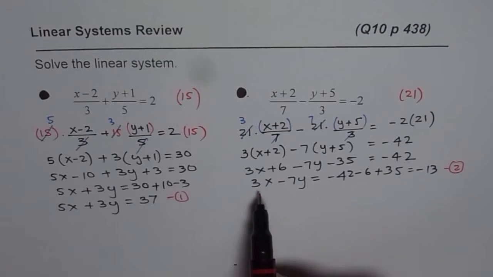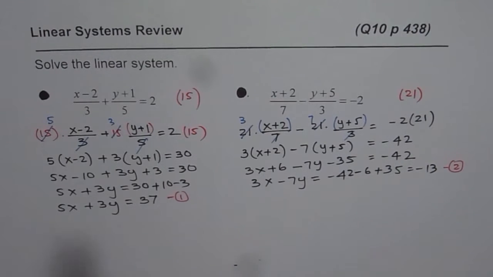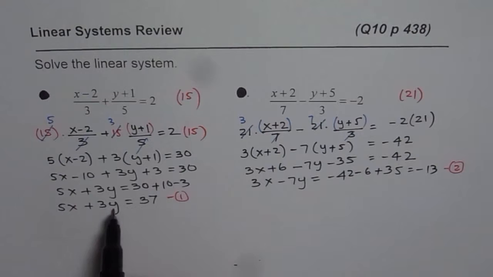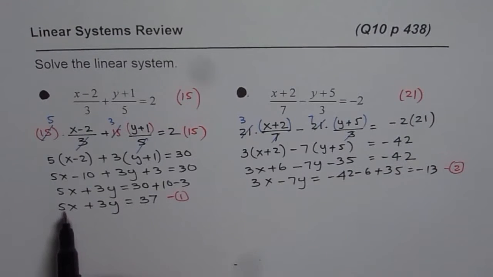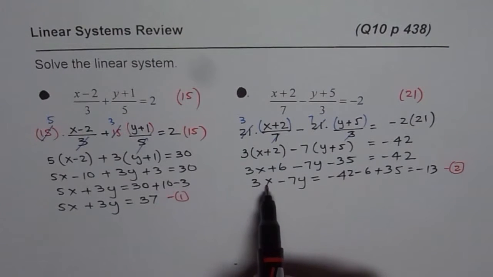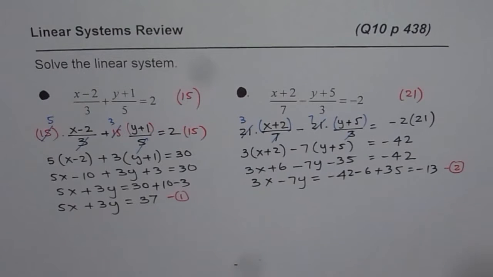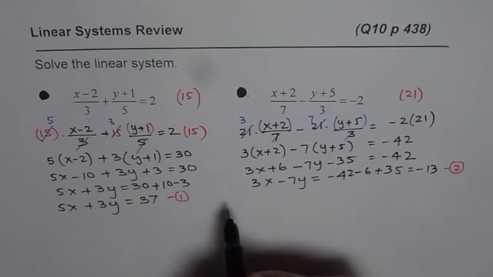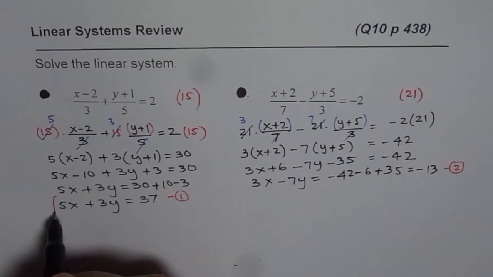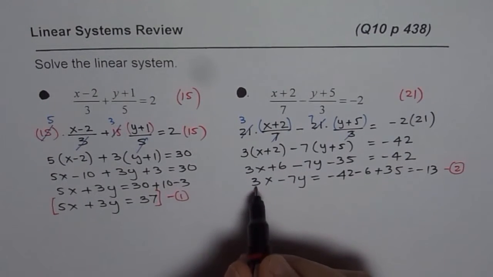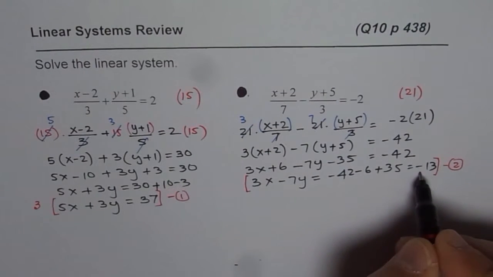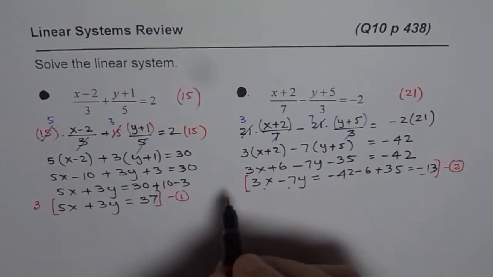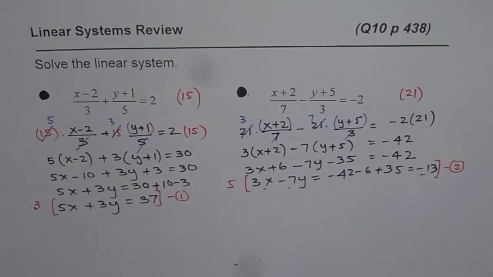As you can see here, we have 3x minus 7y, and here we have 5x plus 3y. To eliminate, what can we do? We can multiply the first equation by 3 and the second by 5 so that we can eliminate x. That is one way of doing it. So we multiply the first equation by 3, and the second equation, that means only this part, by 5. Let me write them right here.